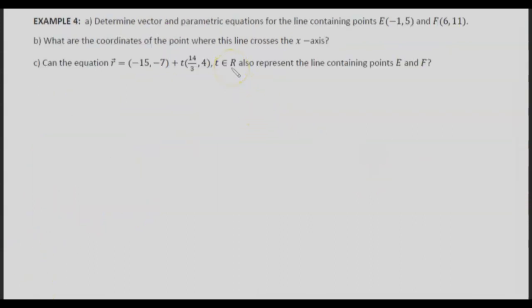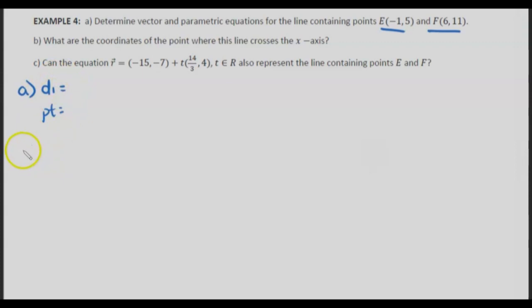Example 4, determine the vector and parametric equations for the line containing these 2 points. So this is the other situation where we can find the vector and parametric equations, when we have 2 points. So we know we need a direction vector, and we know we need a point.